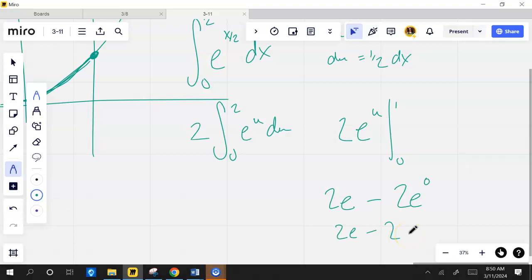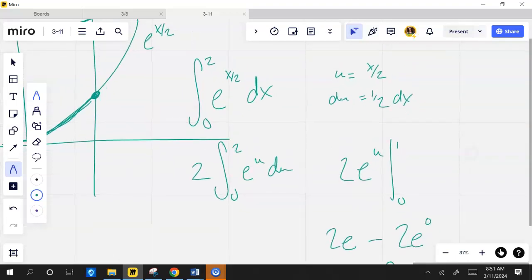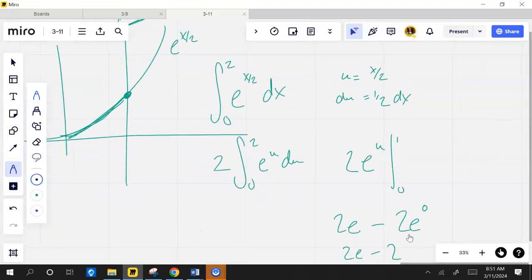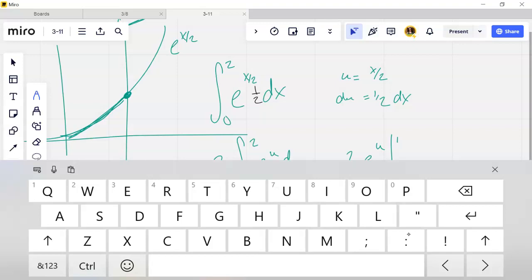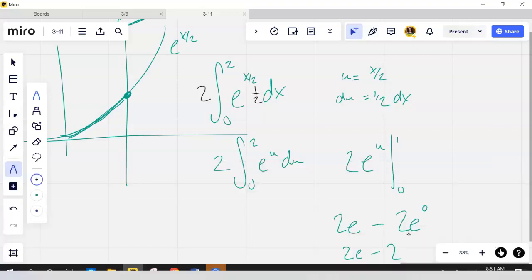Which one's A? I started doing some crazy stuff. I started doing it with respect to x and went through and had a natural log. I was off on A. So if you need a 1/2 in here, then I have to counter it with a 2 out here.